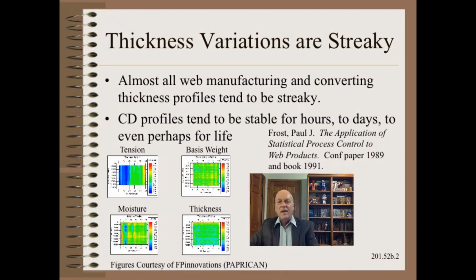These figures from FP Innovations show the near universal trend of streakiness, of basis weight, thickness, bagginess, and in the case of paper, moisture. An entire book by Paul Frost is dedicated to the statistics of these and other trends for the purposes of quality control measurements.